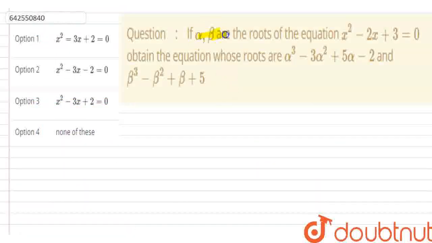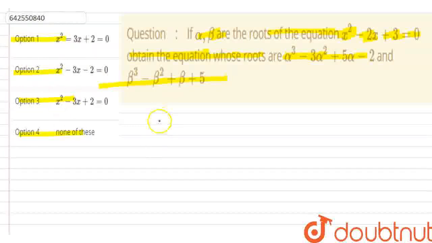In this question we have alpha and beta are the roots of the equation. The equation we have is x square minus 2x plus 3 equal to 0. So we have to obtain the equation whose roots are given as this and this. From here we have four options: option 1, 2, 3 and 4.